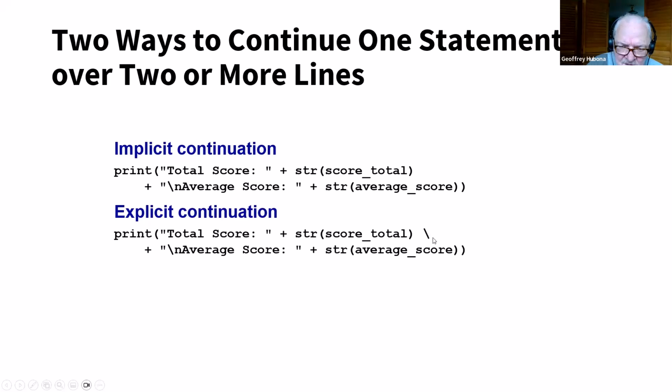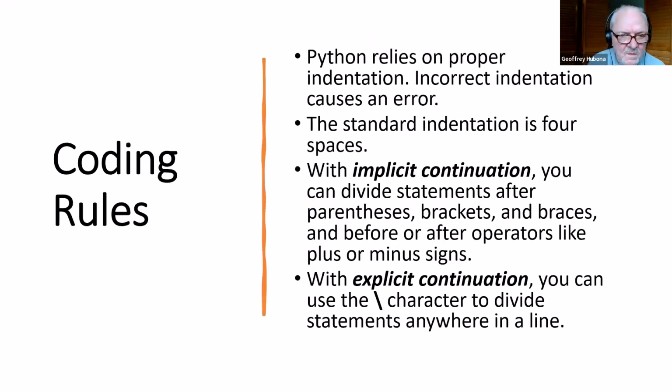Or you can do something like this. You can use a backslash where you want the line to stop and begin on the next line. This is the so-called explicit continuation. There are other things you can do too. You can implicitly continue lines after parentheses, brackets, braces, plus signs, minus signs, and other things. And we'll see those. Okay, so here are some general coding rules. Indentation is important. And how do you learn it? Well, like a lot of things in programming, you learn it by doing it wrong.